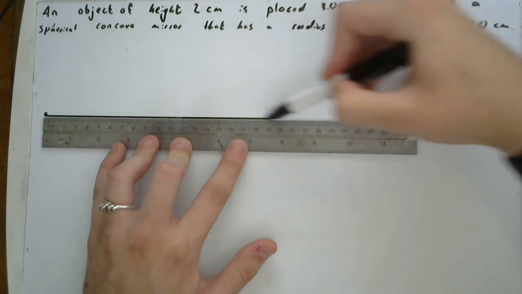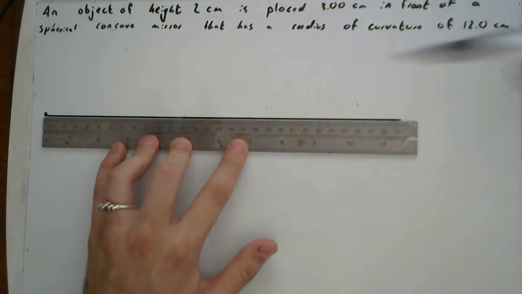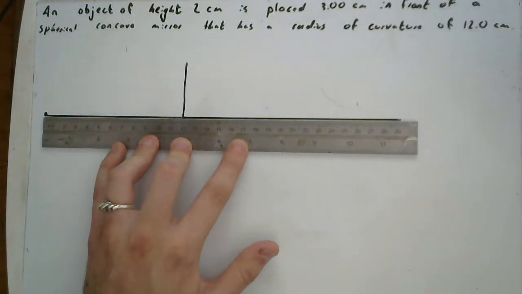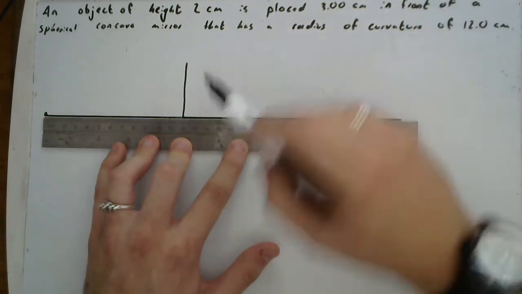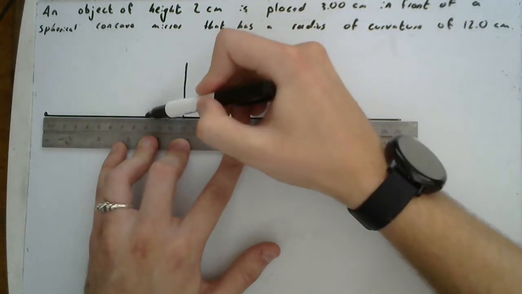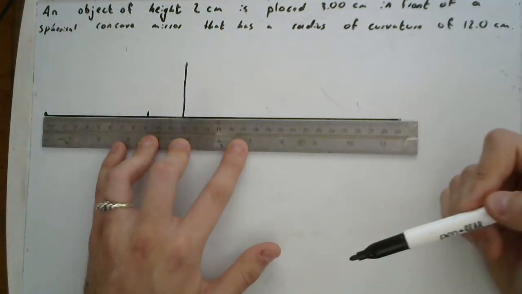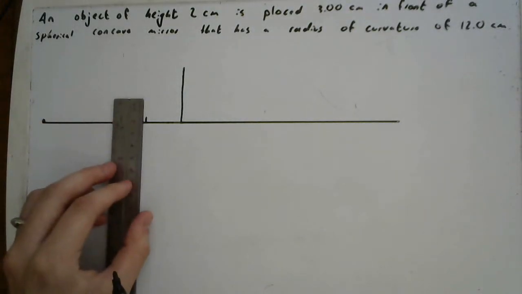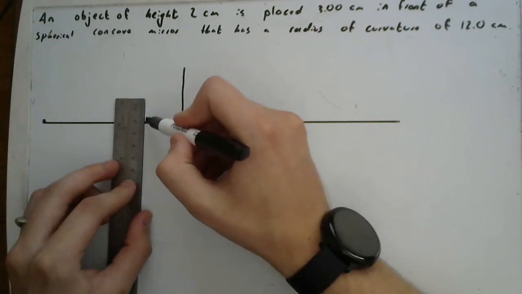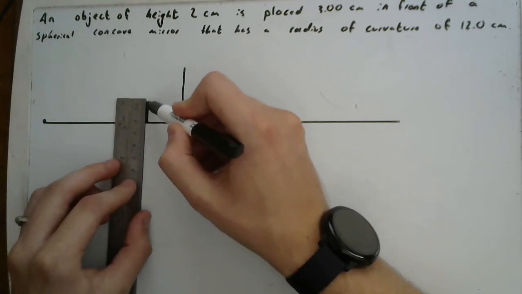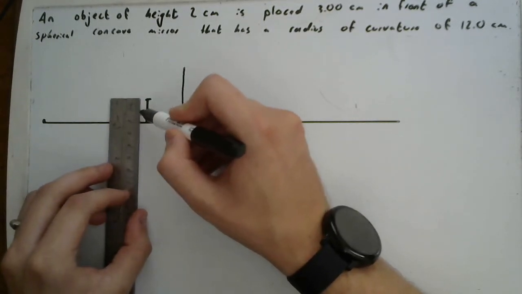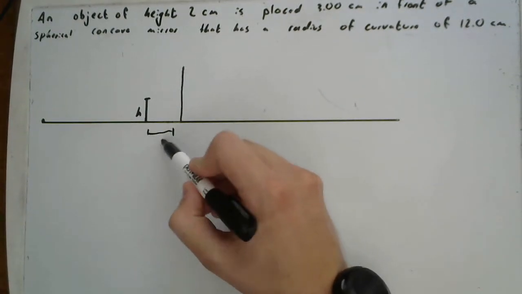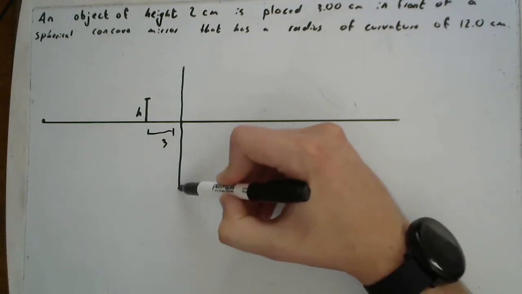Then I'm going to extend it a little further because I don't know how far out the image is going to go. So my mirror here is at 12. My object is 3 centimeters in front, so 12 minus 3 is 9. And it is 2 centimeters tall, so I will try very hard to get 2 centimeters. It's very important to try to be as accurate as you can with these. So this is my h right here. This is 3. Let's extend this down.